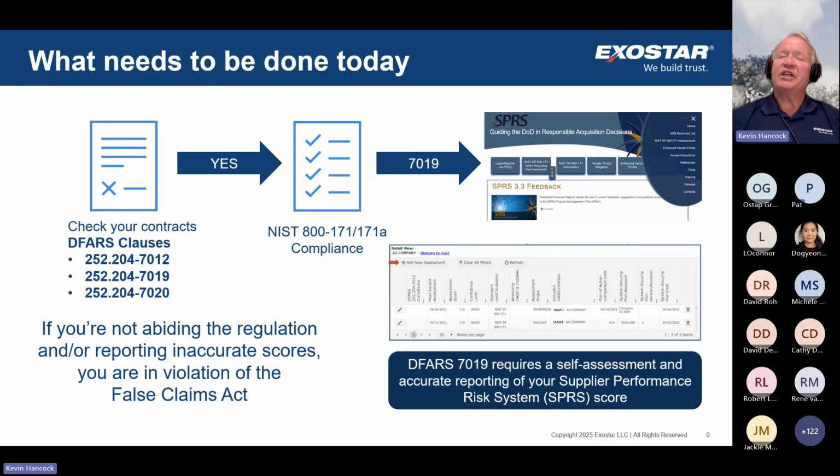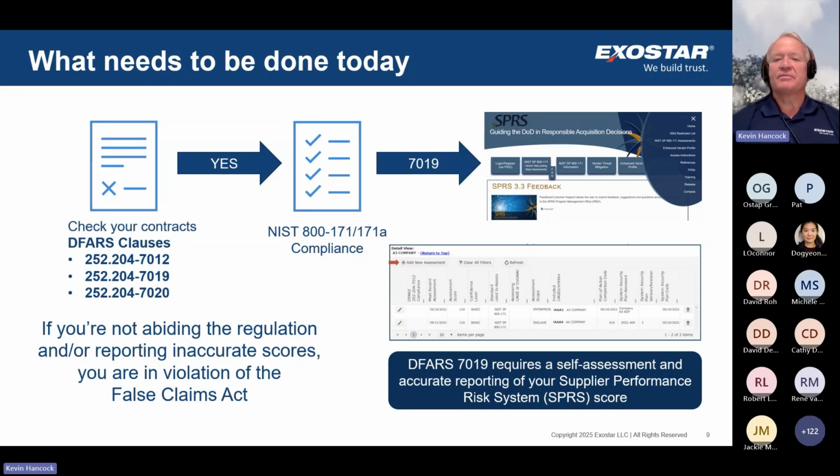Now, if you have DoD contracts today, I would encourage you to take a look at those. Make sure you understand the DFARS clauses that you have in place, and make sure you're in compliance with those. If you've got that 252.204-7012 clause in your contract, you're already required to be compliant with NIST 800-171. That's what that clause says.